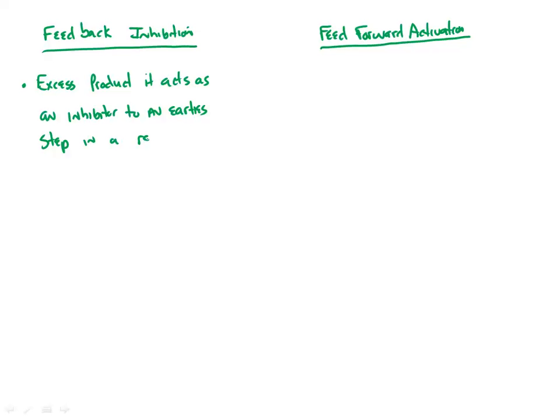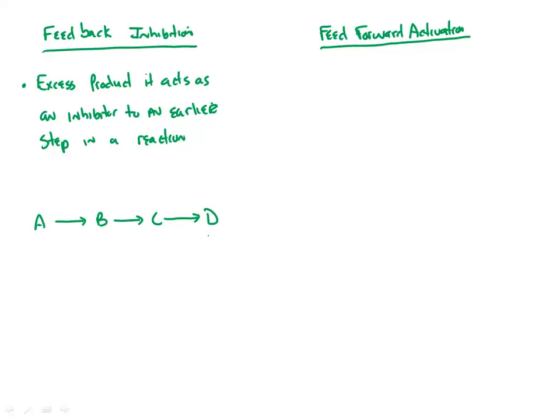In a reaction. So if we think about it, most biological pathways are a series of steps. For instance, A goes to B, goes to C, goes to D, to an earlier step. The key is to recognize that feedback inhibition simply says that something at the end slows something at the beginning.